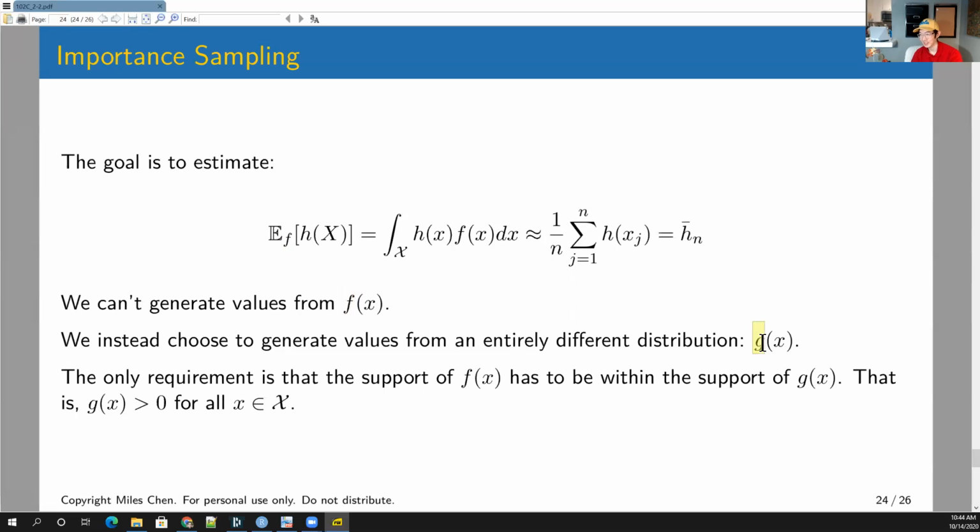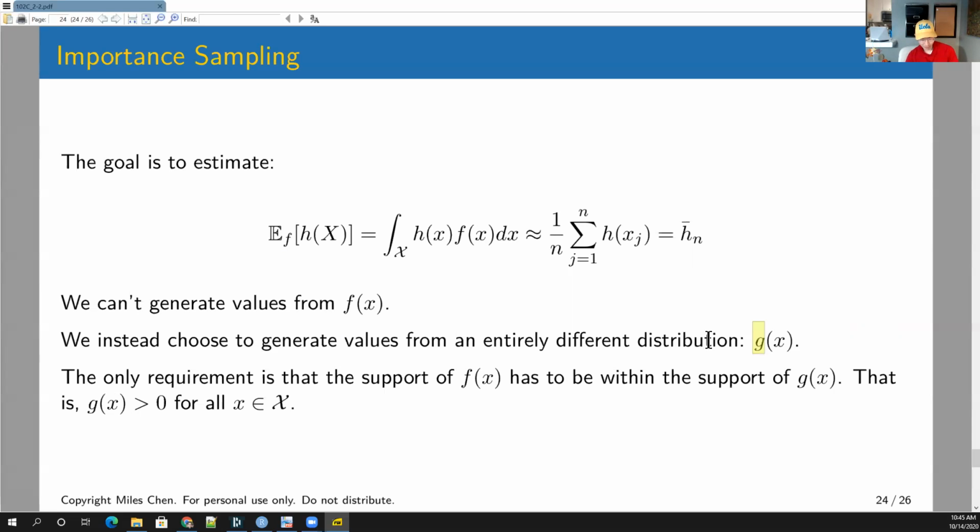And g is just a completely different probability distribution. So someone says, I want you to make me, I don't know, make me a chocolate cake. And you say, well, I don't know how to make a chocolate cake, but I do know how to make, I don't know, pie. So that's what we're going to do. We're just going to generate values from something entirely different.